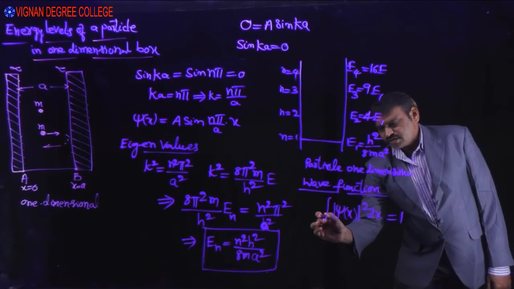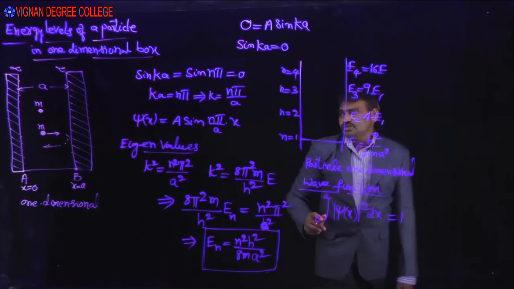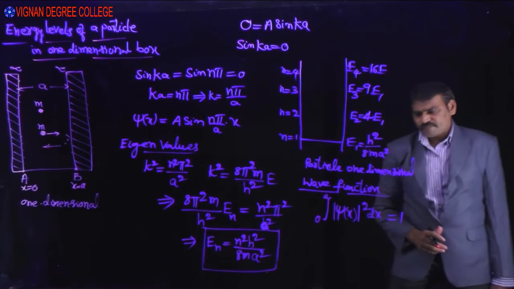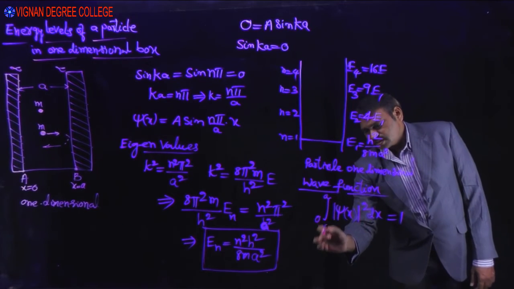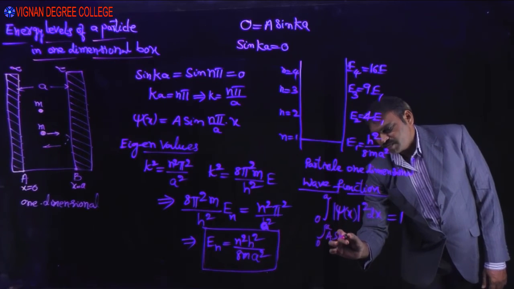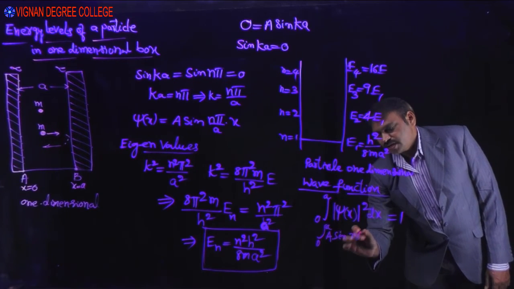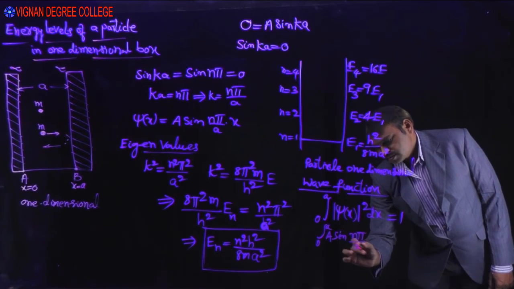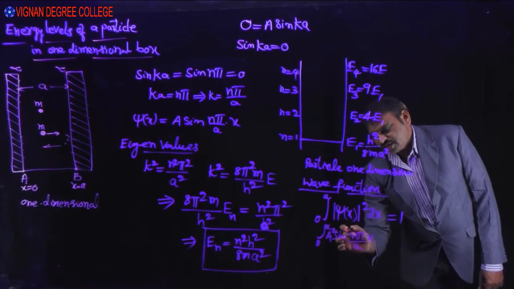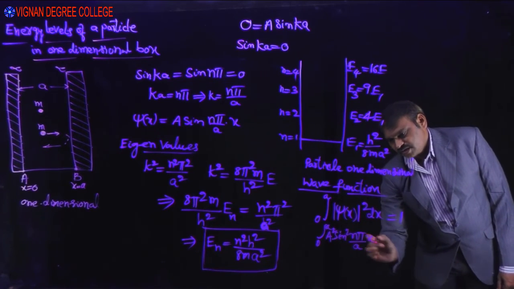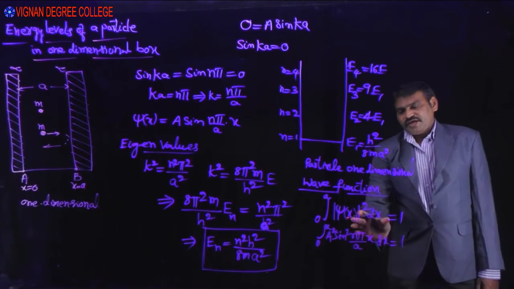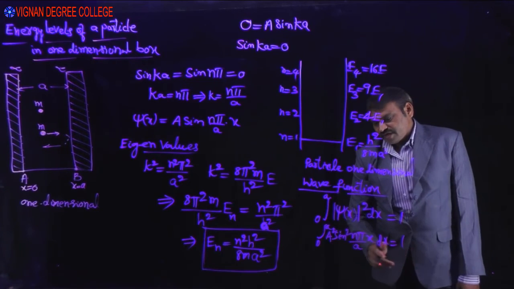Here, integration is from 0 to a. The distance between the two walls is 0 to a, so the integration is also from 0 to a. Psi of x means A sin n pi by a into x. Psi square means A square sin square n pi x by a into dx. This is equal to 1. By taking the normalization condition, you can calculate the A value.